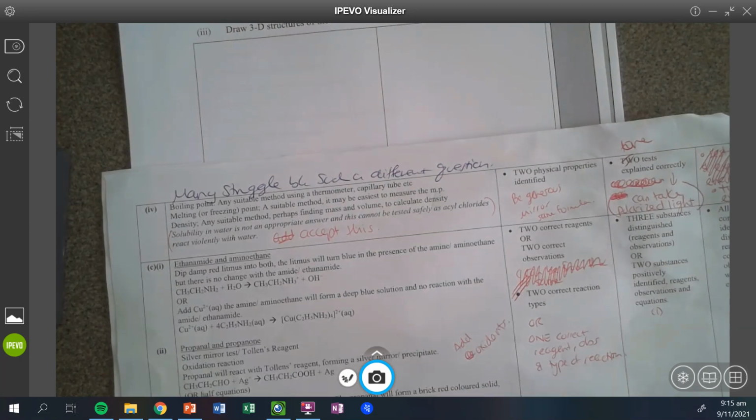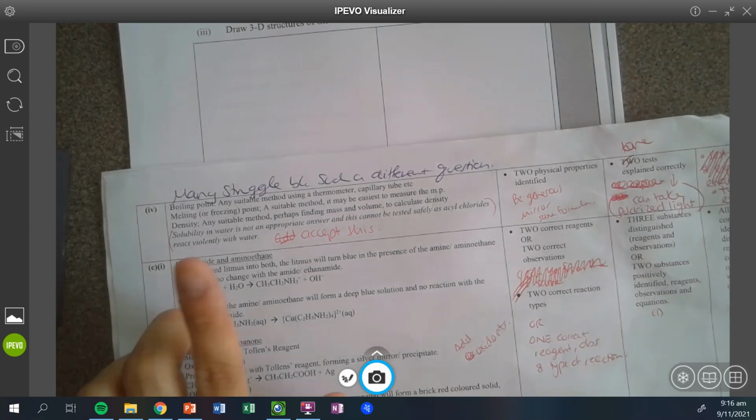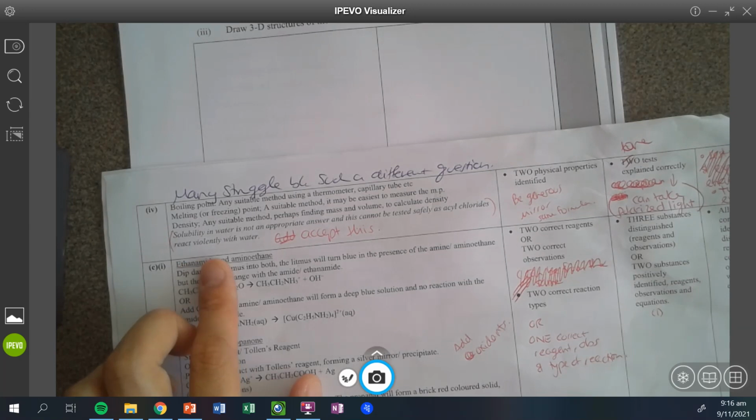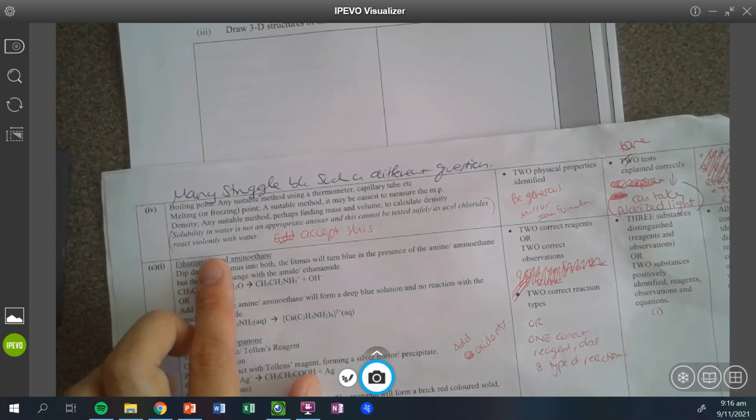With this excellence point, I said you need to explain 2 tests, and it has to be of the same property. So I was looking at something like you were talking about how you would test for melting point or boiling point, that sort of thing. This one here I thought was quite unfair. A lot of you guys wrote about solubility, but you forgot you were dealing with an acid chloride. And when you put an acid chloride into water to test for solubility, it's going to react very violently.